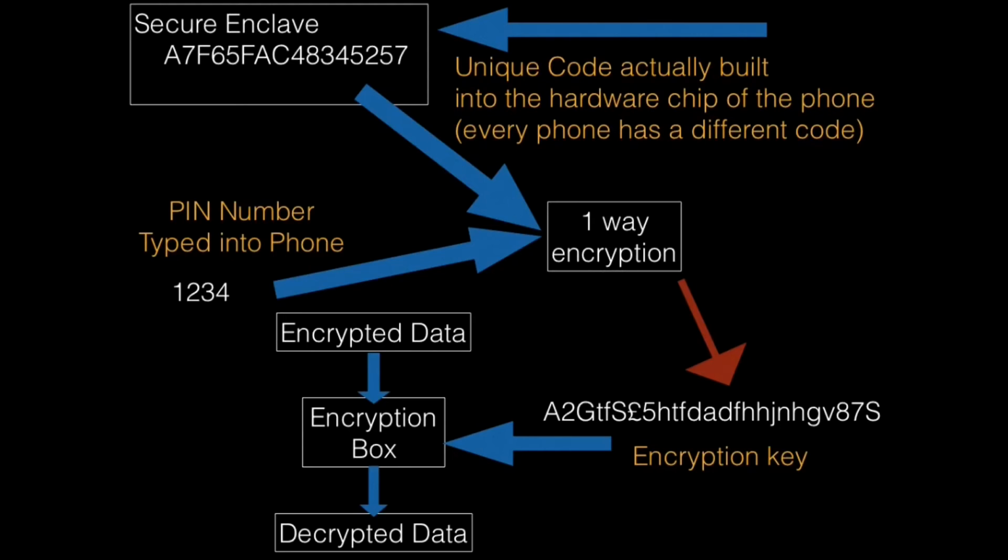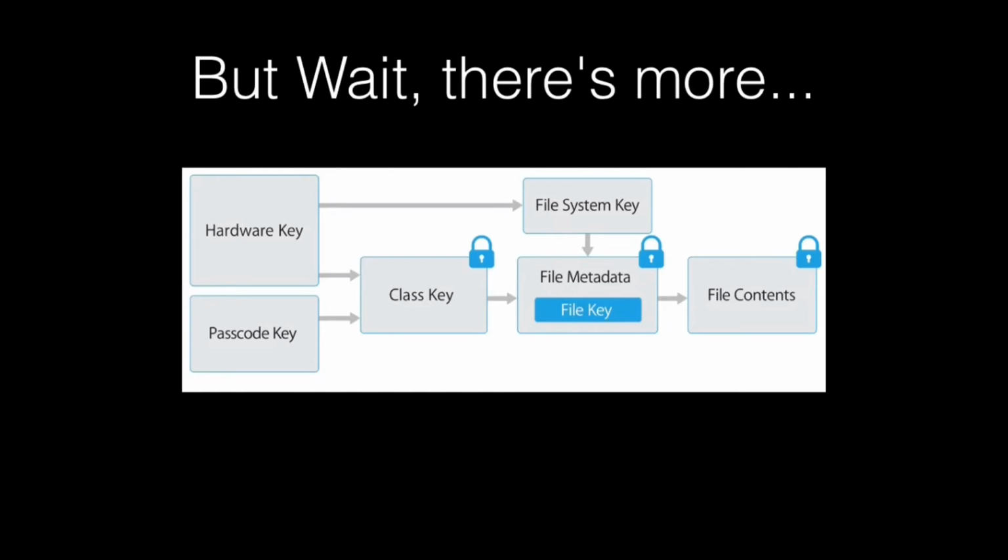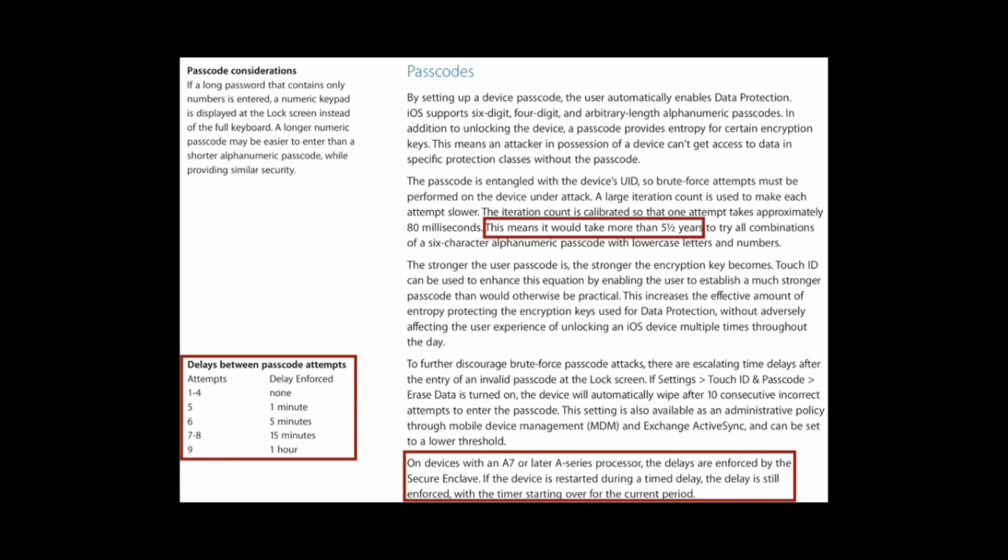So this is what happens then in memory. That's still a very simplistic view over how iOS actually does it. As you can see in this diagram taken from their security PDF, the hardware and password key actually form other keys which are then used to encrypt every single file using a different piece of encryption, the details of which are stored in the file metadata, and that's protected by a file system key.